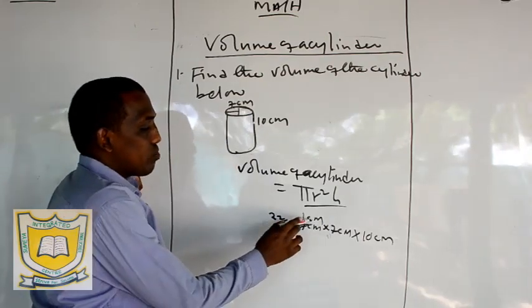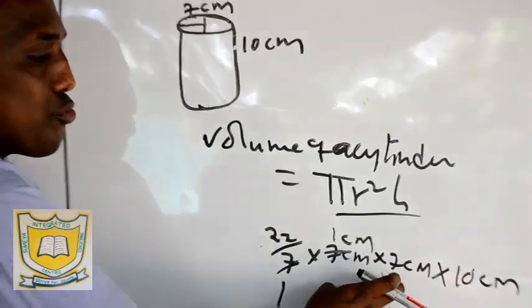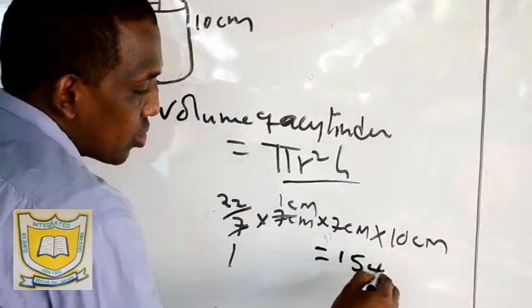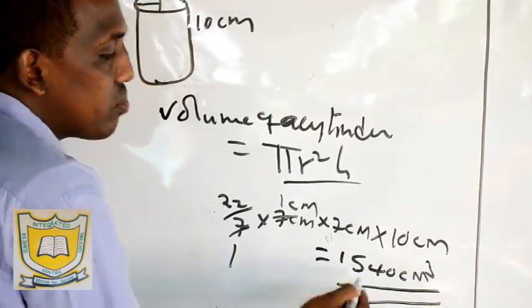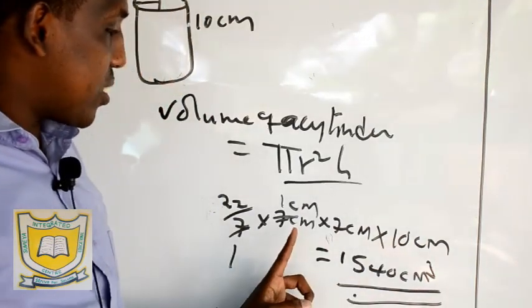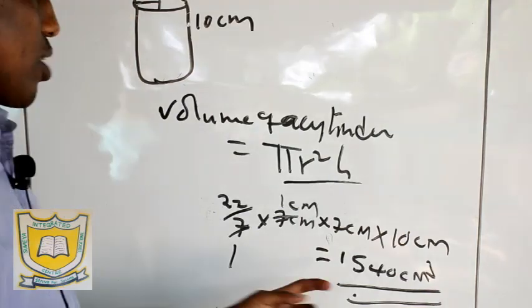So 22 times 1 is 22. 22 times 7 is 154. 154 times 10, you get 1540 centimeters cubed. That's how we get it. It's not squared, it's cubed, because how many dimensions of centimeters are here? 1, 2, 3. That's why we say cubed. So that's how we find it.